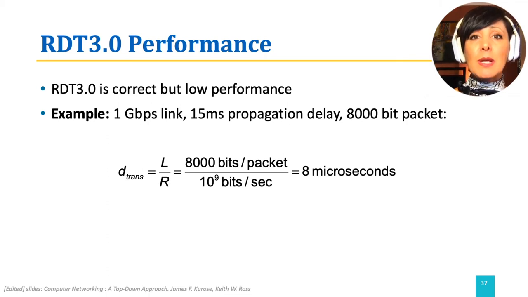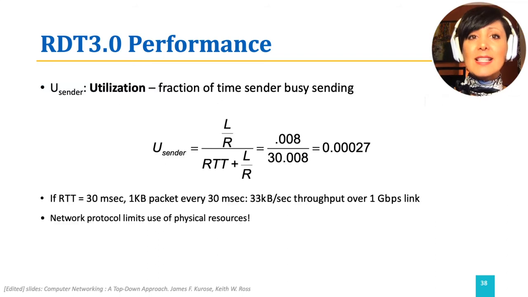the time it will take for the transmission of this packet is the length of the packet divided by the rate of the link, which would be 8,000 bits divided by 10 to the power of 9 bits per second, yielding an 8 microsecond transmission time for this packet. So, if we want to wait for a full round trip time for sending and getting an acknowledgement for a single packet, how are we utilizing the resources available to us?